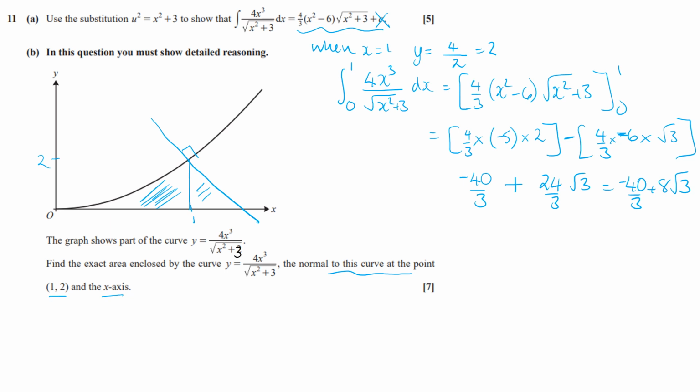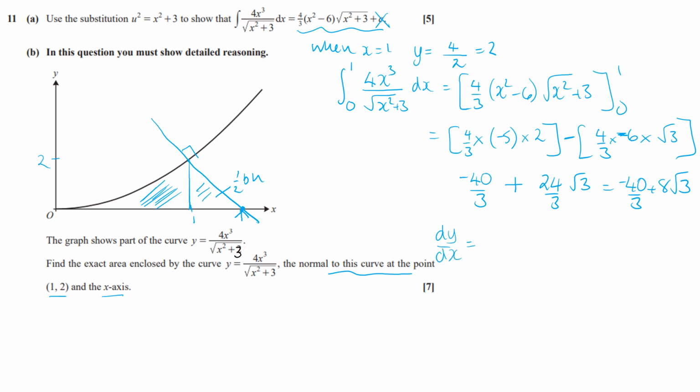Now we need to find the equation of the normal and find this point here, because we're going to be using half base times height to add on this triangle. So in order to find the point here where it crosses the x-axis, we'll need to find the equation of this normal. So to find an equation of a normal, we have a point 1, 2, we just need the gradient. So we're going to have to find dy by dx.